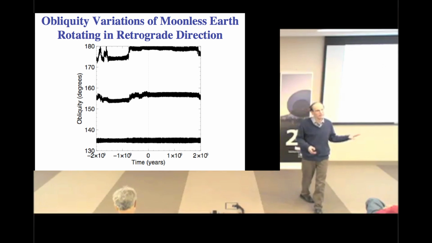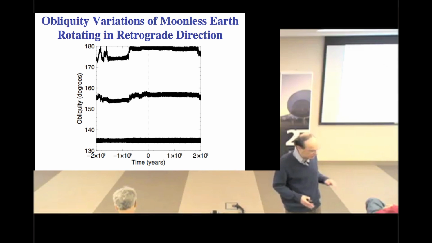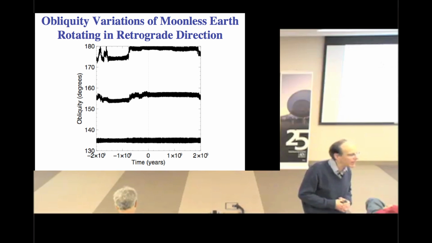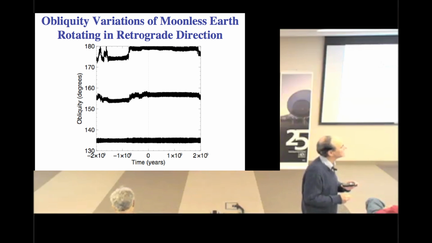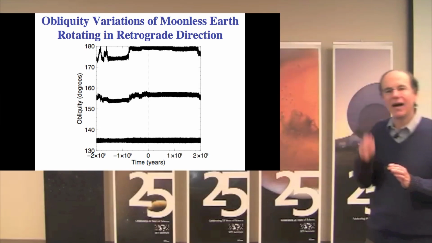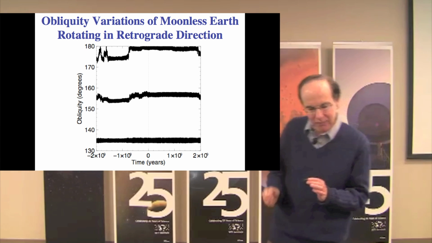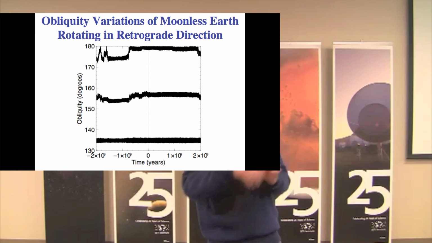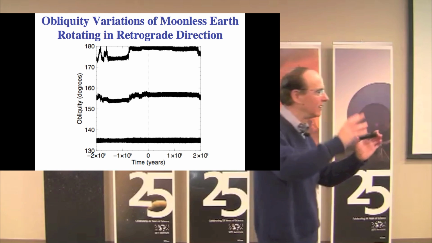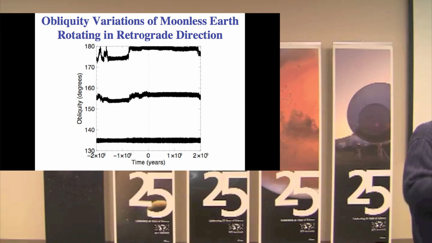And the reason for this was actually known previously, but we've explored it in much more detail, and that is that the variations in obliquity are caused by near resonances between the forcing of the planets and the natural frequency of the oscillations of Earth's obliquity.